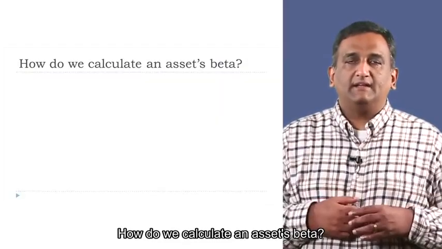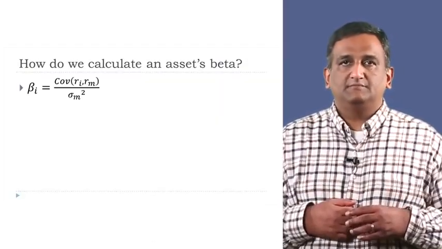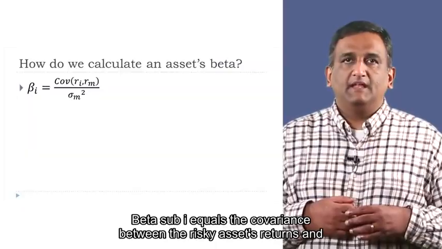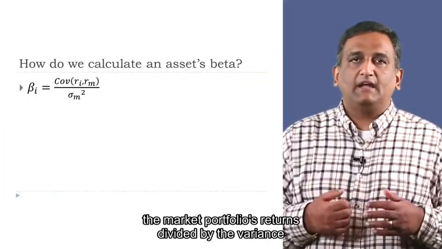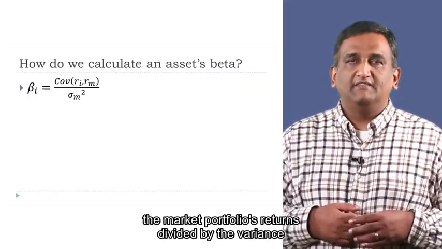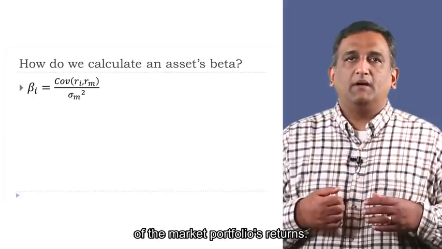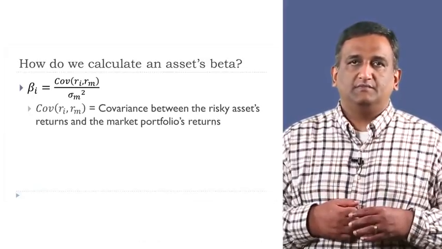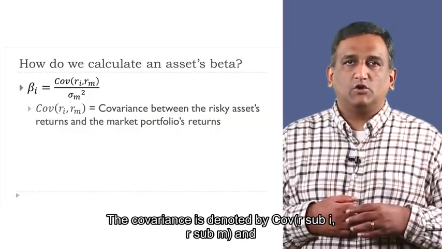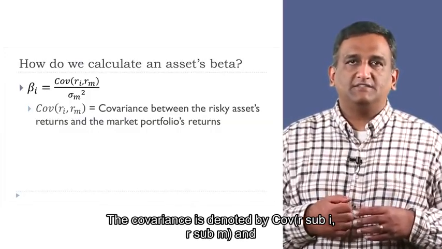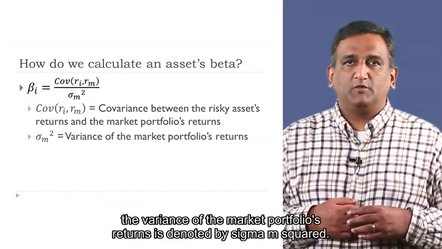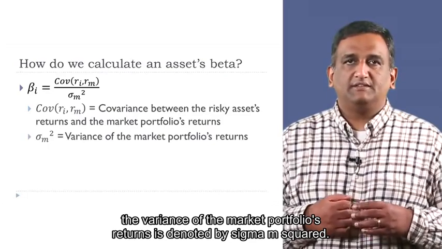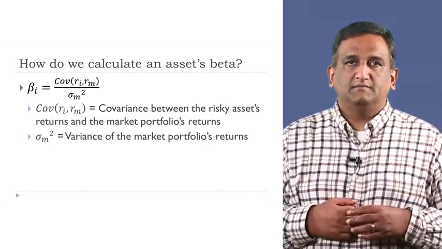How do we calculate an asset's beta? Beta sub i equals the covariance between the risky asset's returns and the market portfolio's returns divided by the variance of the market portfolio's returns. The covariance is denoted by Cov(R_i, R_M), and the variance of the market portfolio's returns is denoted by sigma_M squared.